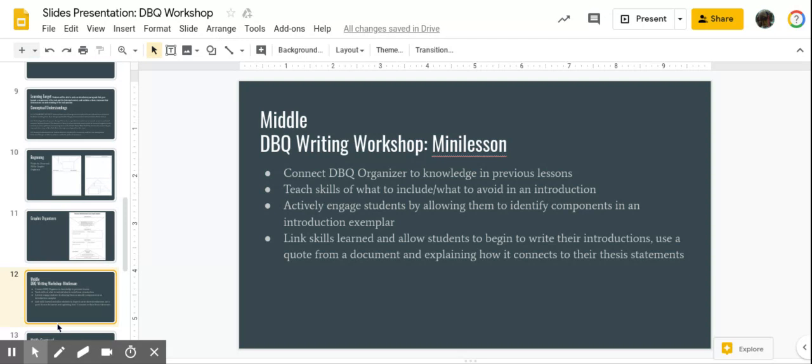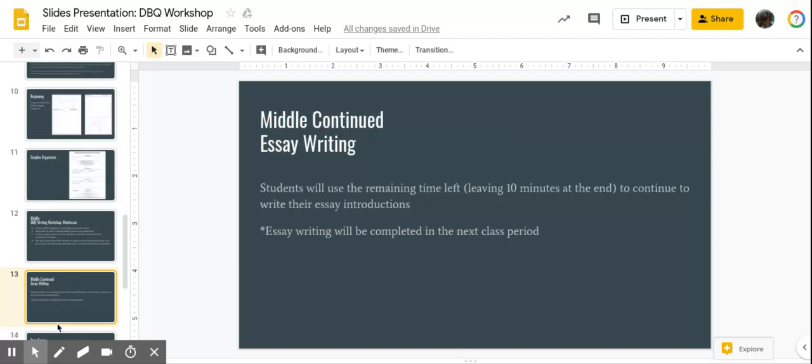And then the link is that the skills they learned today are going to allow the students to begin writing their introductions using a quote from a document and explaining how it connects to their thesis statement. And then they're going to use the rest of the class, besides the last 10 minutes, to actually write their introduction. They're going to get as far as they possibly can. Hopefully they're pretty much done, as we've already identified the thesis statement, so they can just do that historical context, that quote, and that task.